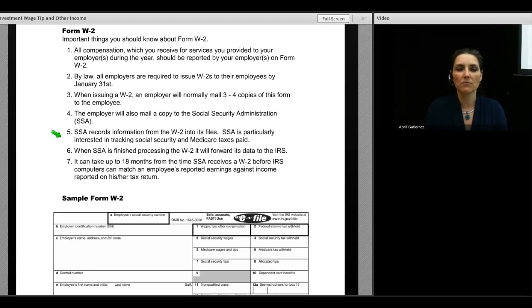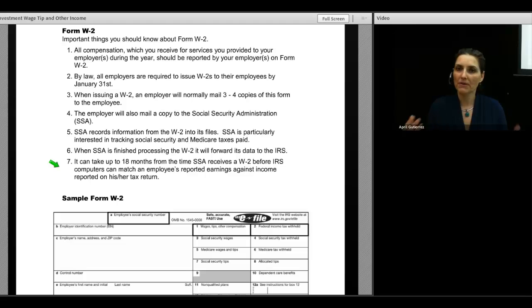And Social Security is interested in what's on the W-2 because it uses the information to track incoming Social Security and Medicare taxes paid. And of course, the Social Security Administration uses that income to determine how much Social Security you're going to be entitled to when you retire, or if you die, how much Social Security your beneficiaries will receive. When Social Security has finished processing the W-2, it will forward the data on the W-2 to the IRS. But it can take up to 18 months from the time Social Security receives the W-2 before the IRS computers can match the information on that filed W-2 with the income reported on the tax return.